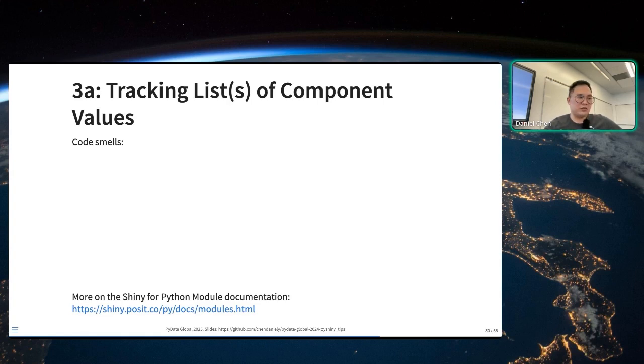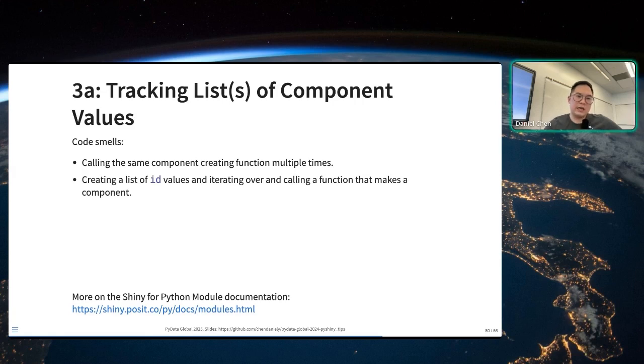The first one is creating the same component multiple times. That's really similar to using a function. Whenever you're repurposing something, if you find yourself copy-pasting big swaths of code, you should probably refactor, turn it into a function, turn it into a module, turn it into a Shiny module. Another is creating a list of IDs or values and iterating over them. Anytime you start creating a list of something, and you're like, oh, I need to do something across all of these, that might be a code smell around refactoring your code into a Shiny module.